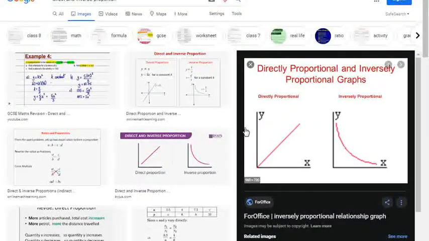If you plot this on a graph, direct proportion means if x increases, y increases, or if y increases, x increases. Inverse proportion means if y increases, x decreases, or if x increases, y decreases. That is the basic difference.